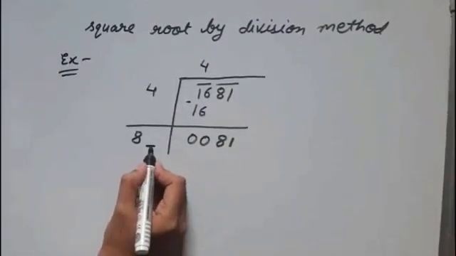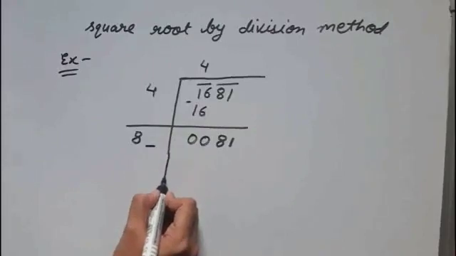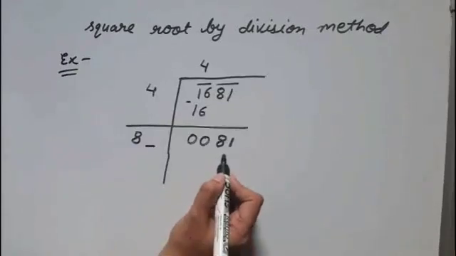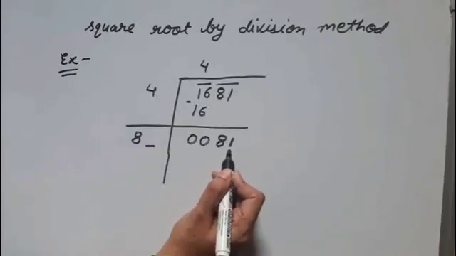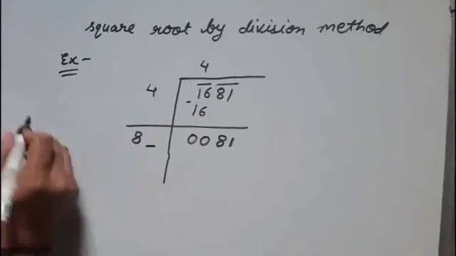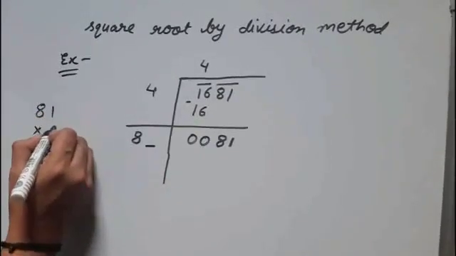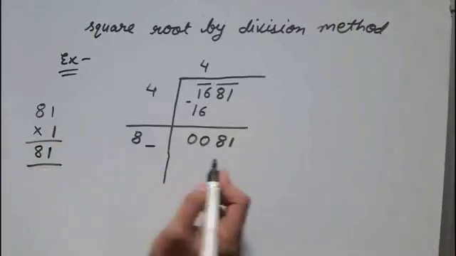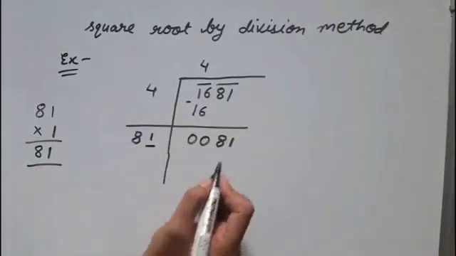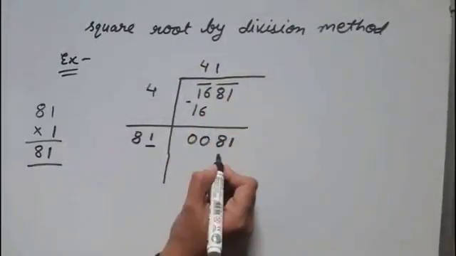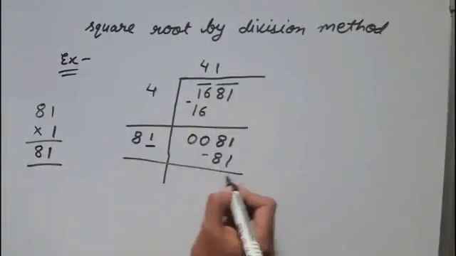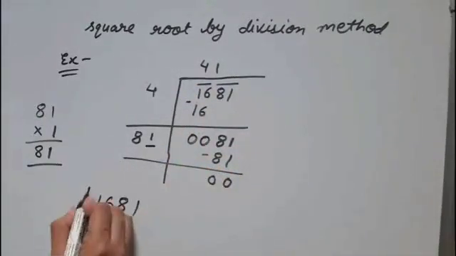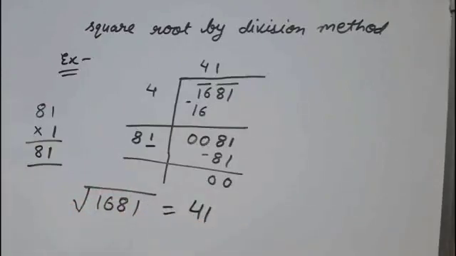Now we place one digit here by which we will multiply by the same digit so that the product will be equal or less than this number. So here we have 81 and here we have 8. If we choose 1 here, we have to multiply by the same number, that is 1. So after multiplying we will get 81 which is equal to this number. So here we can put 1 and in quotient also 1, and after multiplying we are getting 81. So the remainder is 0. So square root of this 1681 by long division method is 41.